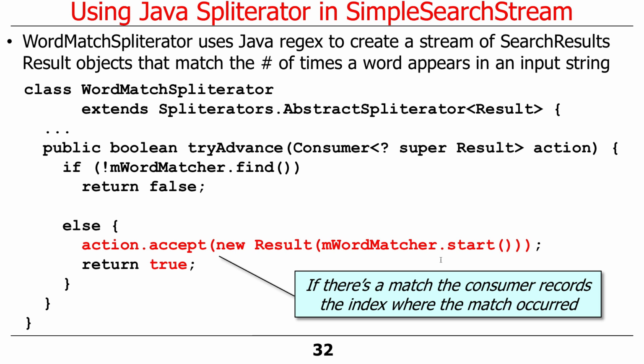And so we make ourselves a new result object, which will have the index where the match occurred. And we take that new result object and we accept it into the consumer action. That'll be stashed away and then returned back to the streams framework, so it can keep track of that. And that'll be used to create the elements in the stream. And we also return true, just saying, keep trying. We found a match. There may be another one, so you've got to try again.